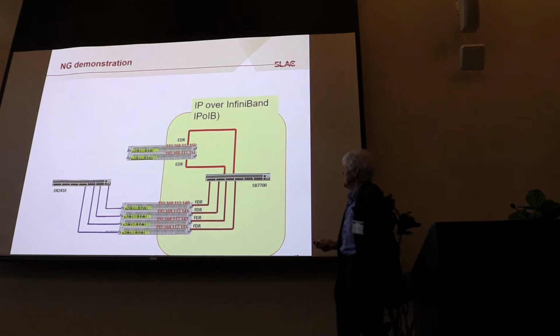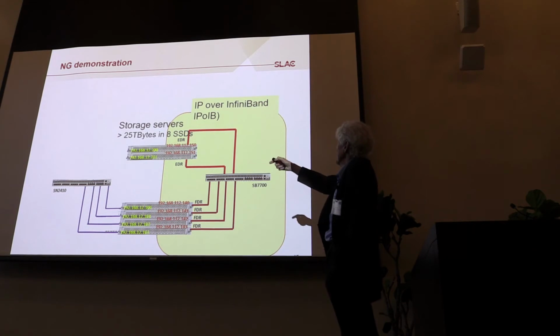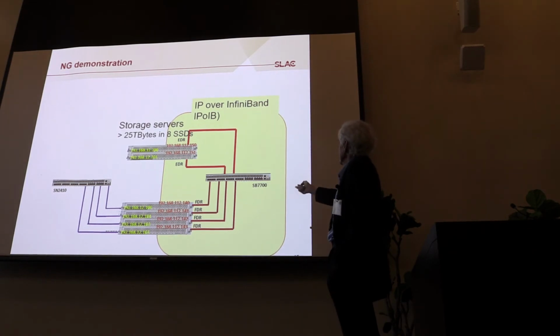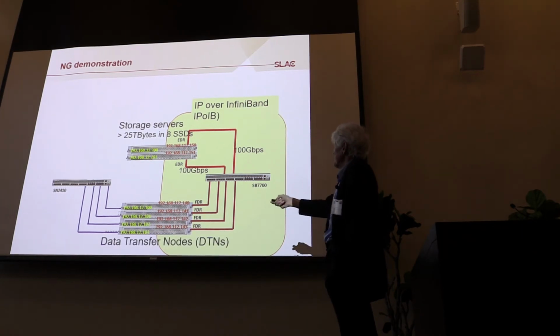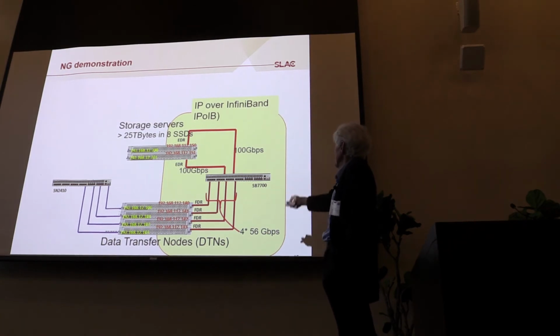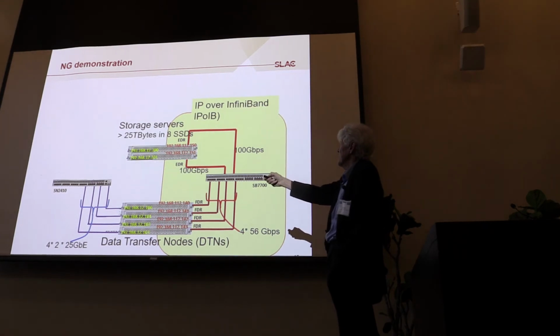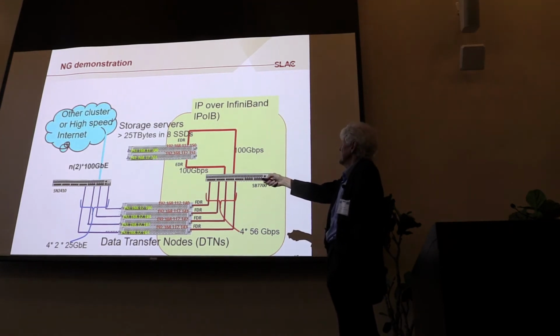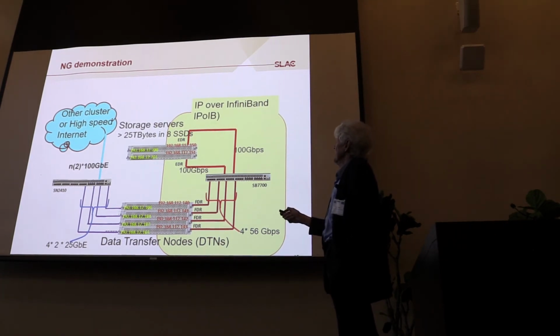This shows you in a bit more detail. You can see the storage servers are there. They talk via EDR to a Mellanox at 100 gigabits per second to a Mellanox switch, which then talks to the data transfer nodes, which then talk to, this is 4 times 56 gigabits per second over FDR, and then that talks, via Ethernet, with 4 times 25 gigabit per second interfaces, NIC cards in there, to another Mellanox switch, and then that goes out to the other cluster via ESNet.